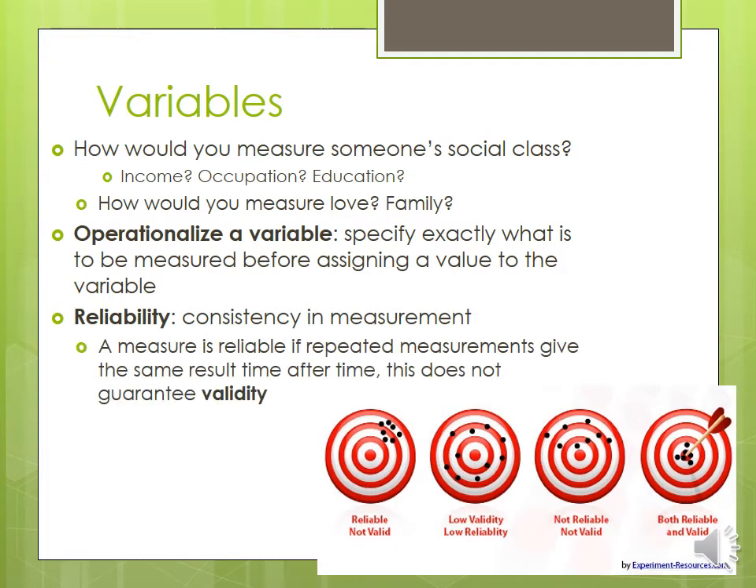We want our research to be consistent. We want it to be reliable. When we look at reliability, a measure of reliability is how often you can repeat the research and get the same result time and time again. Now, reliability doesn't mean validity. You can do bad research and get the same results over and over again, meaning that your research isn't valid, but your data is reliable.